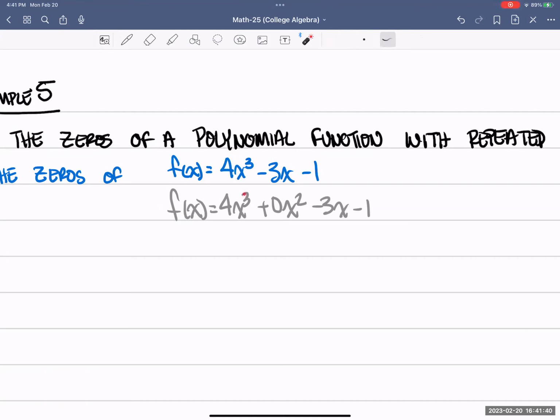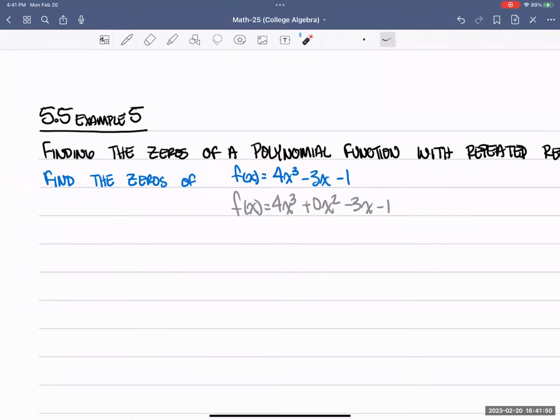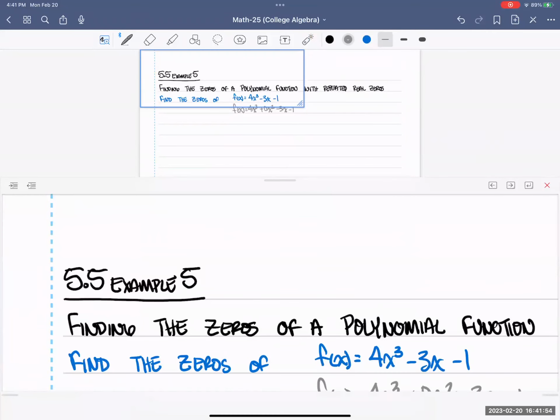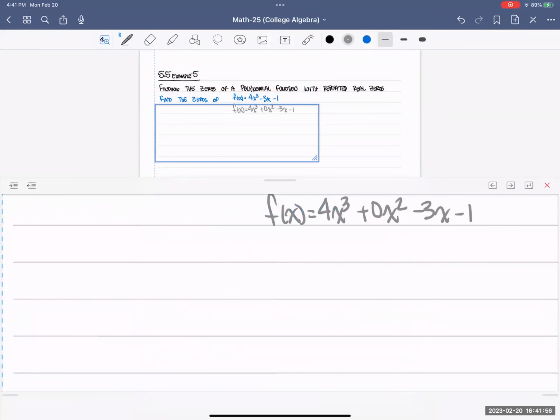So our leading term is going to be x cubed, so x to the power 3, 2, 1, x to the power 0. All right, I like it now. So now let's look for all possible zeros. So possible zeros are going to be factors of 1 divided by factors of 4.